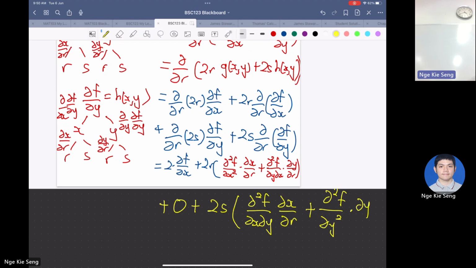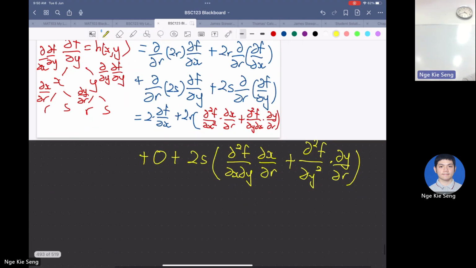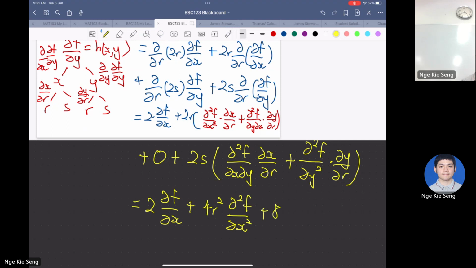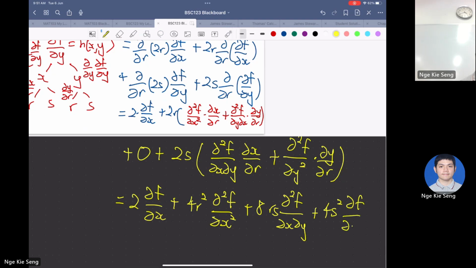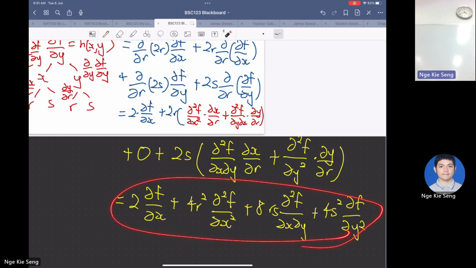Plus times del y over del r. Okay. So if you simplify this, this is the final answer. Oh, wait. You still can compute del x over del r, and del y over del r. So let's write out the final form. So the final form is this. Okay, so this is the final form. We cannot go further because F is not given. Okay, F is not given.